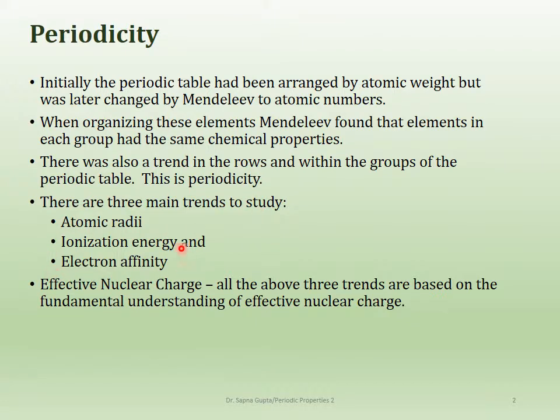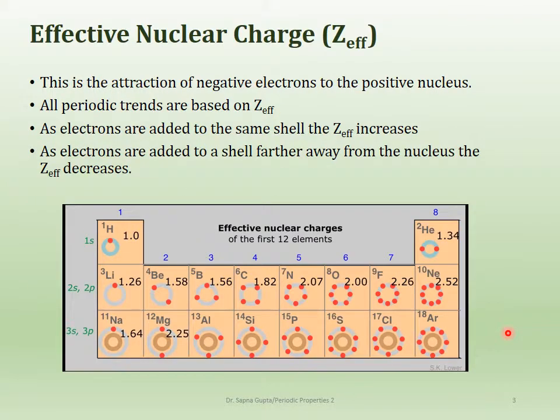The three main trends that we are going to study in this chapter are atomic radii, ionization energy, and electron affinity. These are all based on effective nuclear charge. This is the basic concept, effective nuclear charge. Once we understand what this is, then you can understand how we can determine the trend of atomic radii, ionization energy, etc. So first we will talk about what is effective nuclear charge.